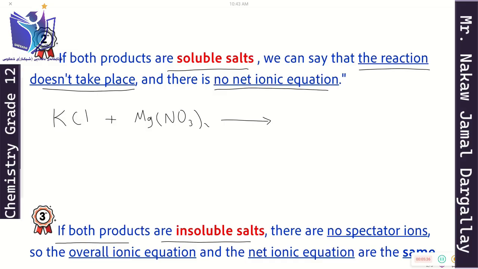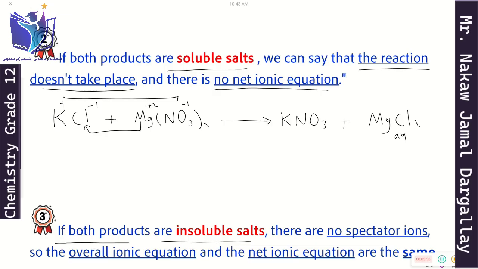K positive combined with the NO3 negative produce potassium nitrate, and Mg positive with the Cl negative produce MgCl2. Chlorides are soluble in water except AgCl, Hg2Cl2, and PbCl2, and potassium salts are soluble in water. So in this case, we can say the reaction does not occur and we have no net ionic equation.